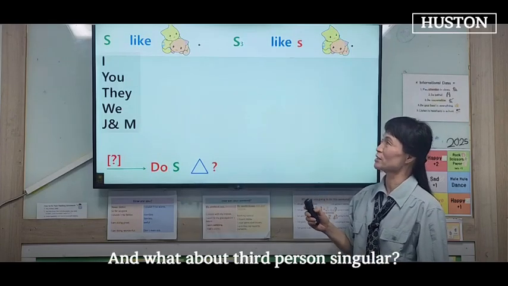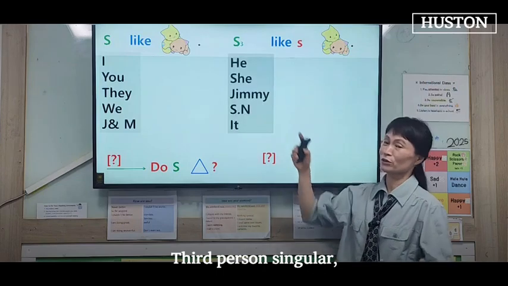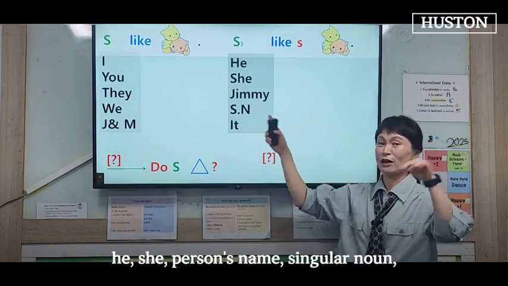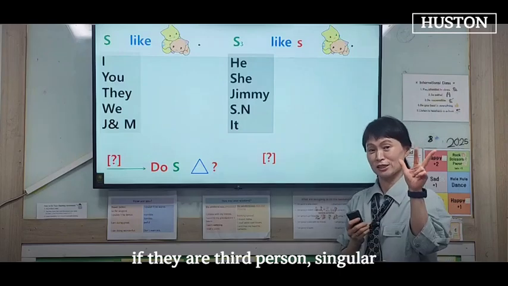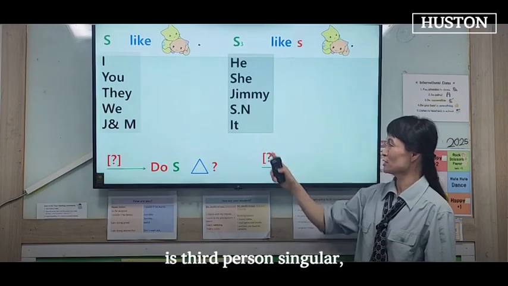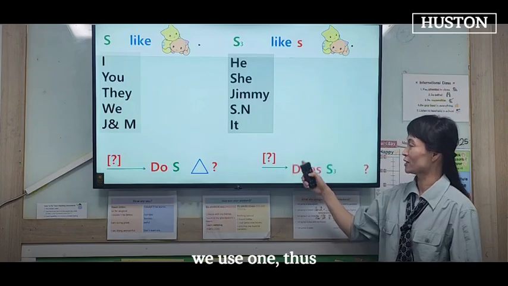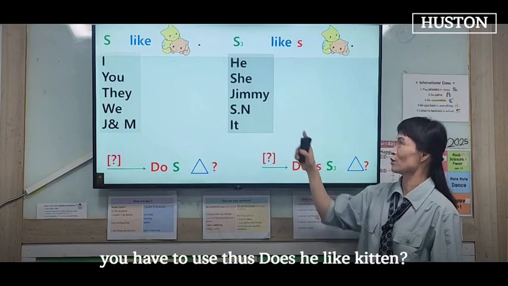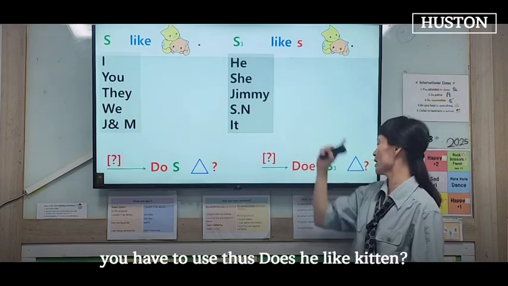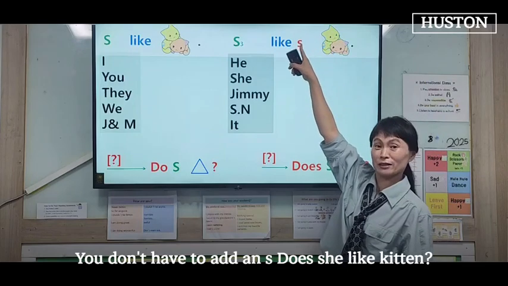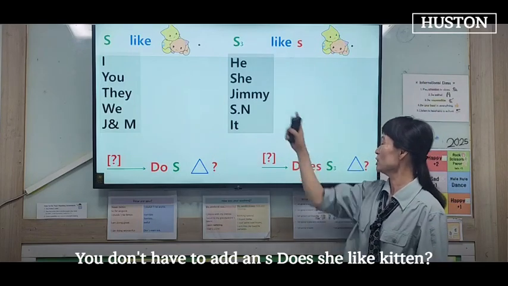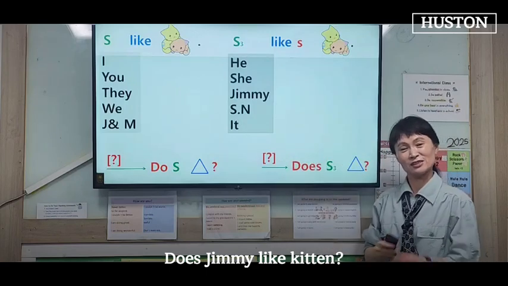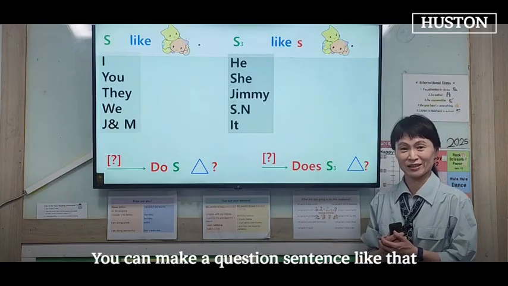And what about third person singular? Third person singular: he, she, a person's name, a singular noun, it. So when the subject is third person singular, we use what? Does. So when you make a question sentence, you have to use does. So, "Does he like kittens?" You don't have to add an S. "Does she like kittens? Does Jimmy like kittens?" You can make a question sentence like that.